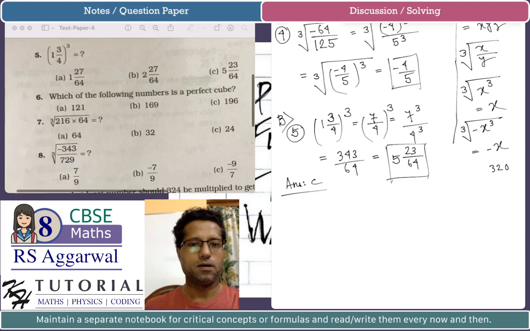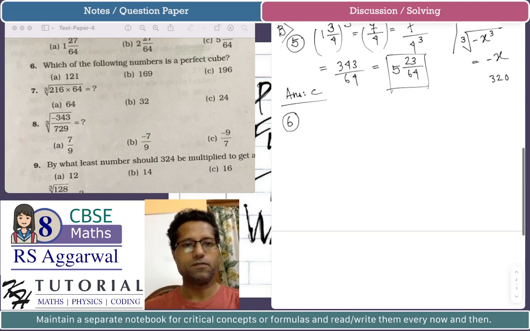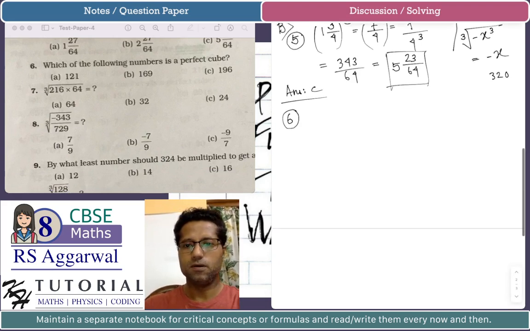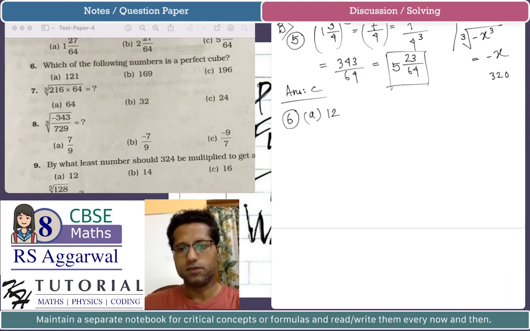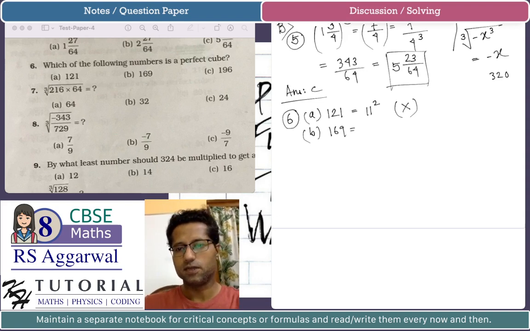Okay, let's do question number 6. Which of the following numbers is a perfect cube? Let's see all the choices. A, 121. No, 121 is not a perfect cube because 121 we know is 11 square. B, 169. 169 is also not a perfect cube, because we know that 169 is 13 square. So this is not a perfect cube.